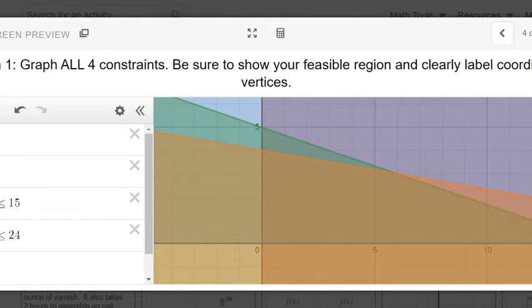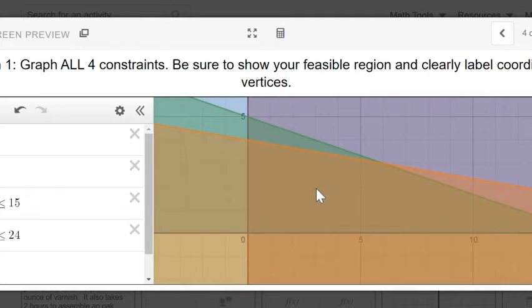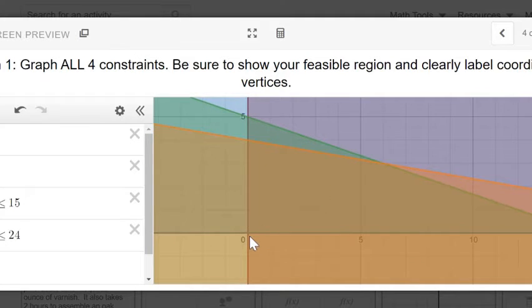The directions said graph all 4 constraints. I just did that. It says be sure to show your feasible region and clearly label coordinates of the vertices. So my corners, my vertices, I have here. My feasible region is where I have all of the colors. So my red, blue, green, and purple is in this area. This section right here has all of the colors.